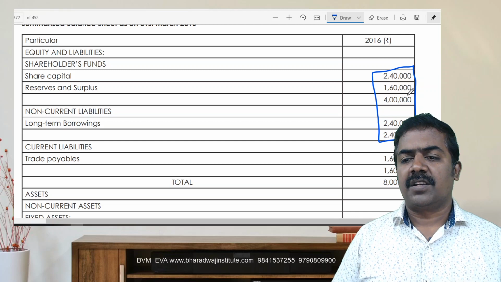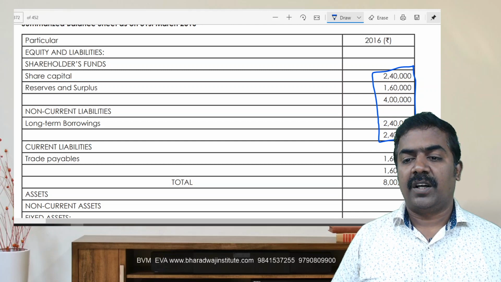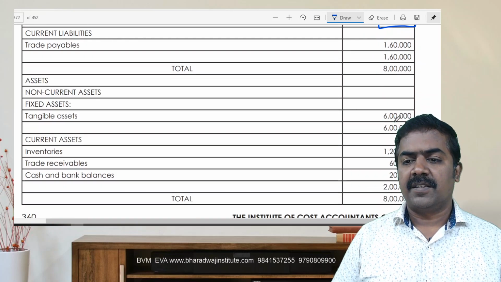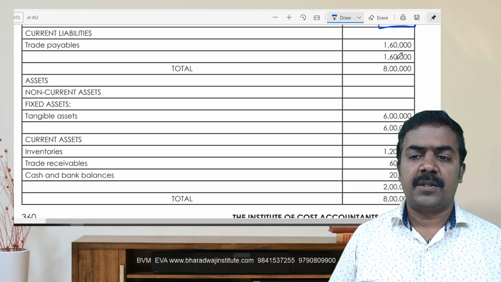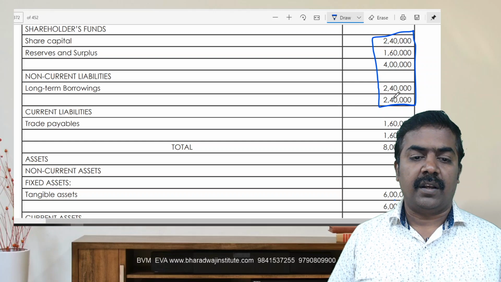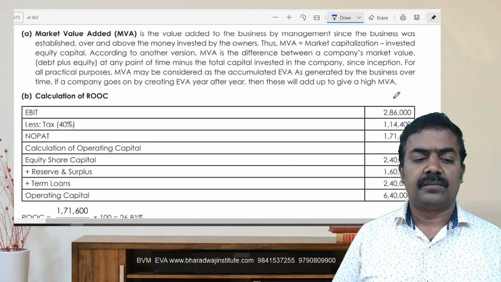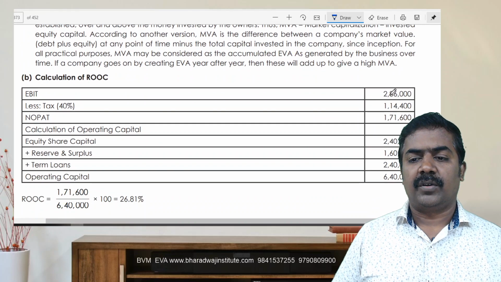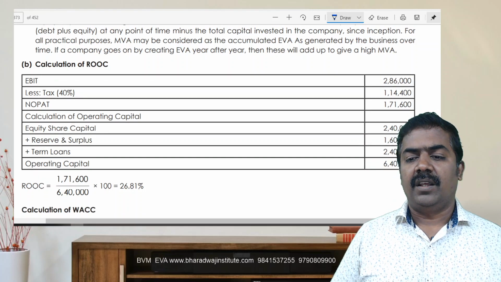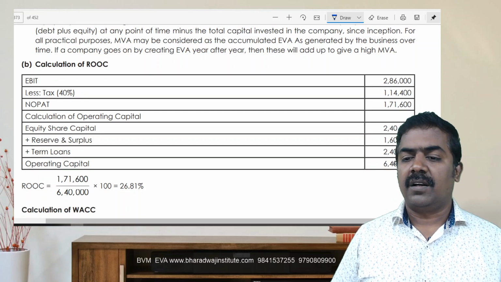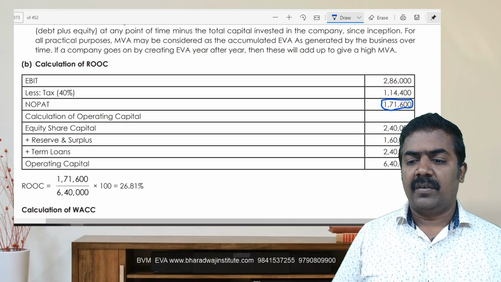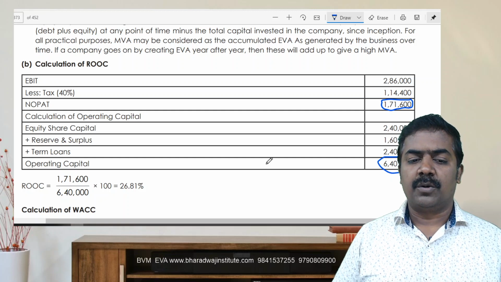2 lakh 40 plus 1 lakh 60 is 4 lakhs. Long-term borrowings are 2 lakh 40. So 4 lakh plus 2 lakh 40, that method you can apply. Or total assets minus liabilities: 8 lakhs minus 1 lakh 60 and 1 lakh 60. You can get capital employed. So either the capital plus reserves route or the assets minus liabilities route you can take. EBIT minus tax will give us NOPAT. Equity share capital, reserves and loans will give us operating capital. Return on operating capital is 1 lakh 71,600 divided by 6 lakhs 40,000 into 100.